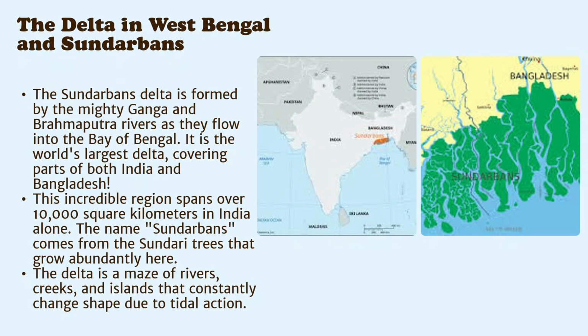The Sundarbans Delta is formed by the Ganga and Brahmaputra rivers. It is the world's largest delta and also the world's largest mangrove forest. The Sundarbans is a UNESCO World Heritage Site. It is famous for the Royal Bengal tiger. Mangrove trees protect the coastline from cyclones and tidal waves. However, the region faces challenges like climate change, rising sea levels, and habitat loss.